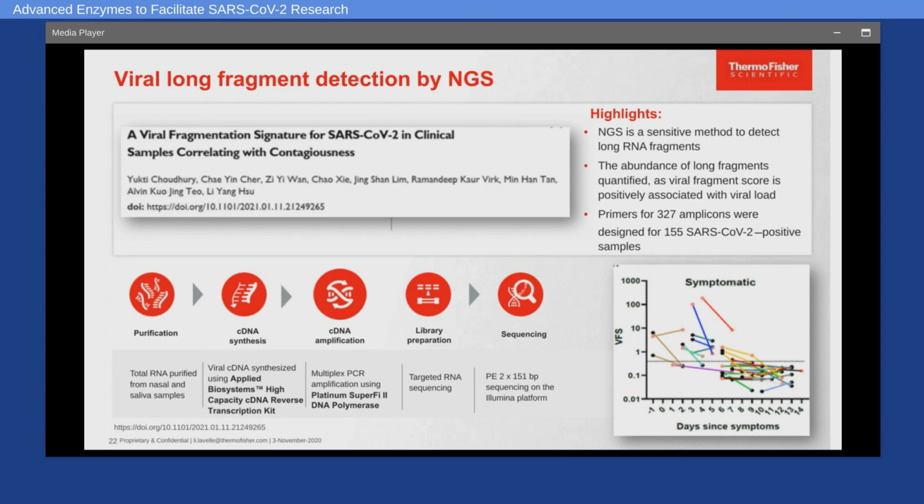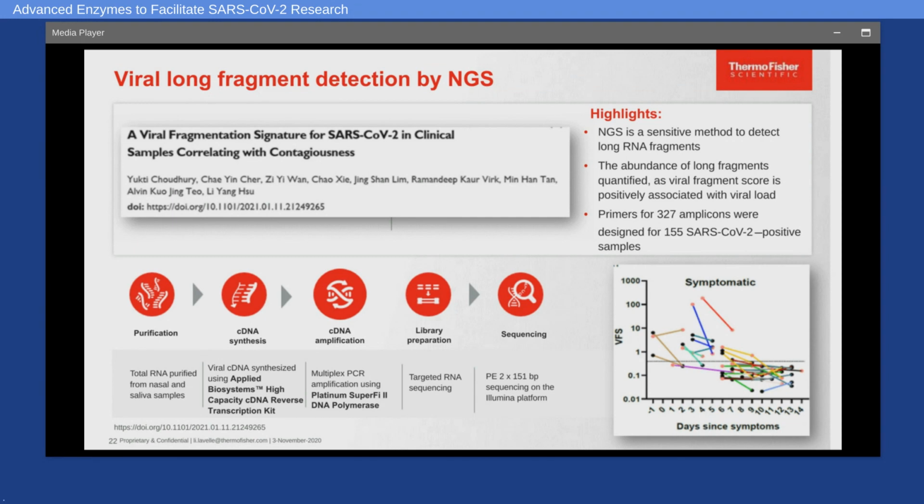First of all, RNA was purified from nasal saliva samples, and reverse transcription was performed using Applied Biosystems High-Capacity DNA reverse transcriptase and amplified by multiplex PCR using Platinum SuperFi II DNA polymerase. The library is prepared following the regular protocol, and then the Illumina system was used, and paired 2 by 150 base pair sequencing was performed. And they proved that NGS is indeed a very sensitive method to detect long RNA fragments.